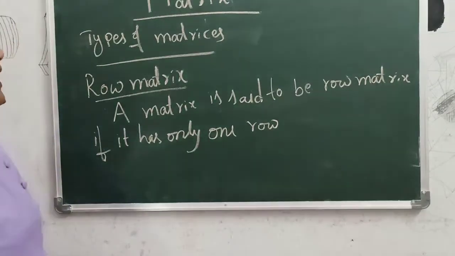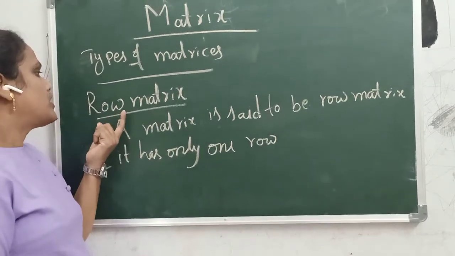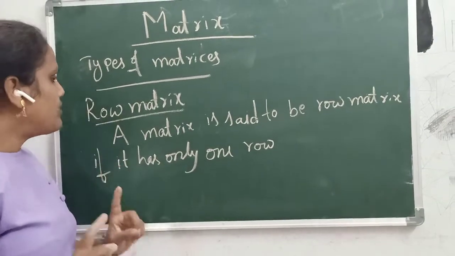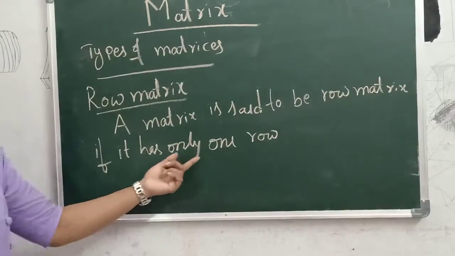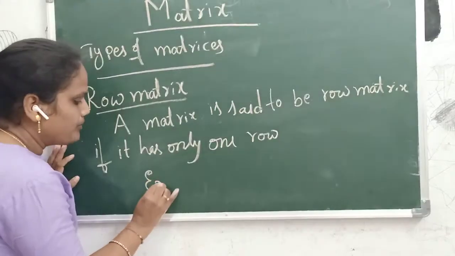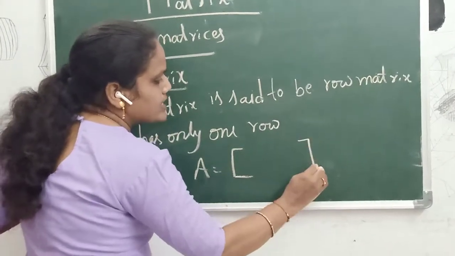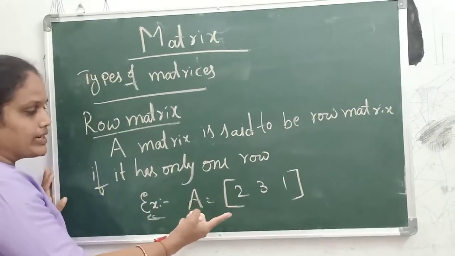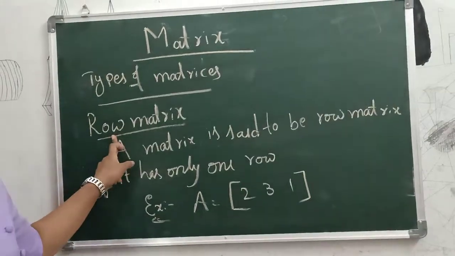Next type of matrix is the row matrix. In the name itself it is a row. Only one row. A matrix is said to be a row matrix if it has only one row. Example: only horizontally we are given 2, 3, 1. So if there is only one row, this type of matrix is called a row matrix.